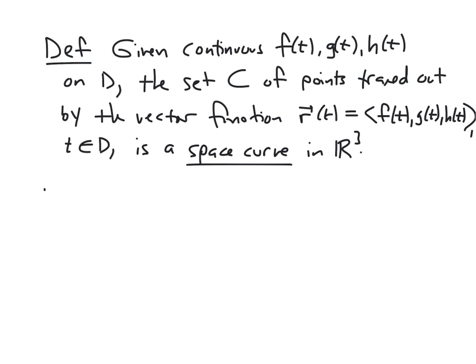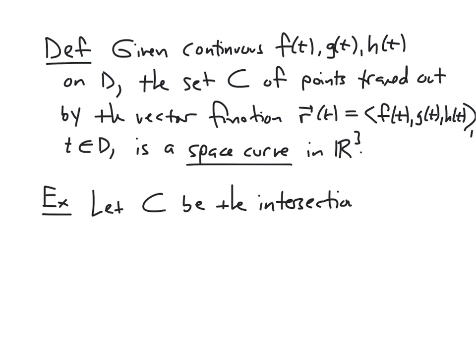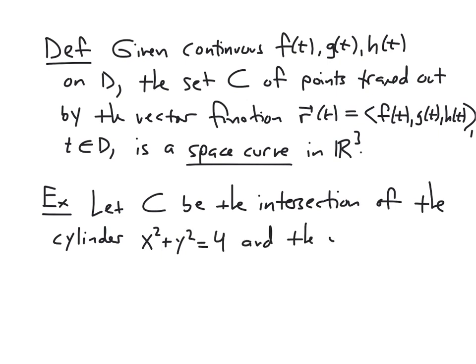So for example, let's say I'm going to define capital C to be the intersection of the cylinder x squared plus y squared equals 4 and the plane x plus z equals 2.